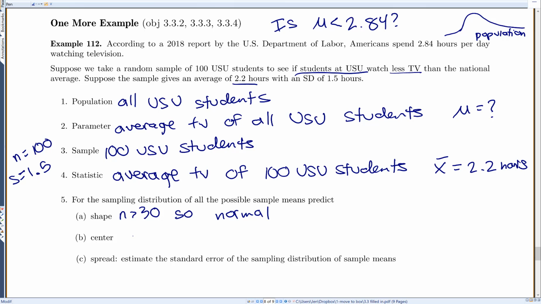My center is just going to be equal to my hypothesized population mean. So let's say for the sampling distribution of all possible sample means, predict it if the null is true.